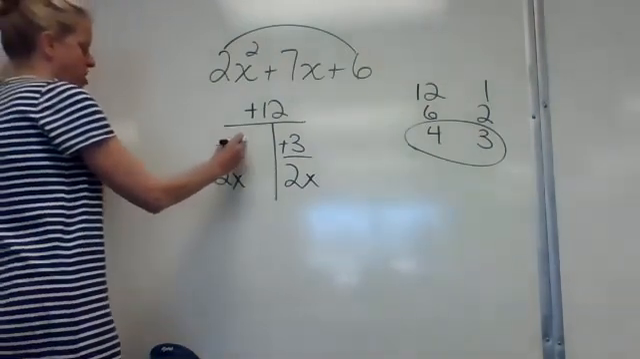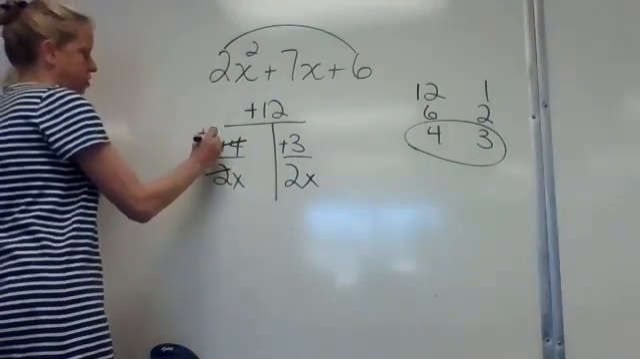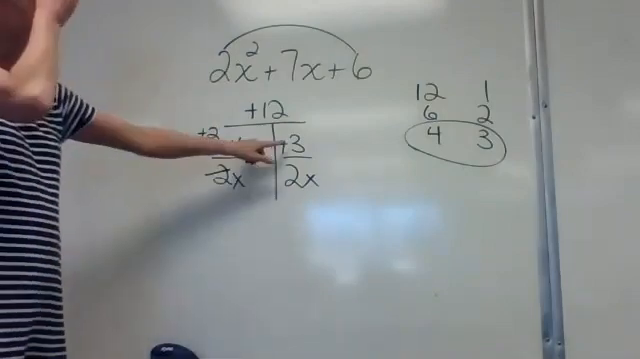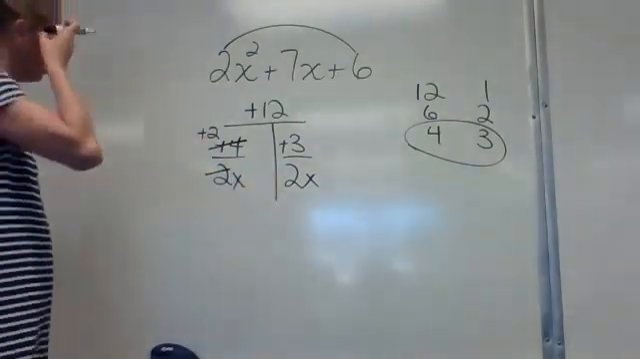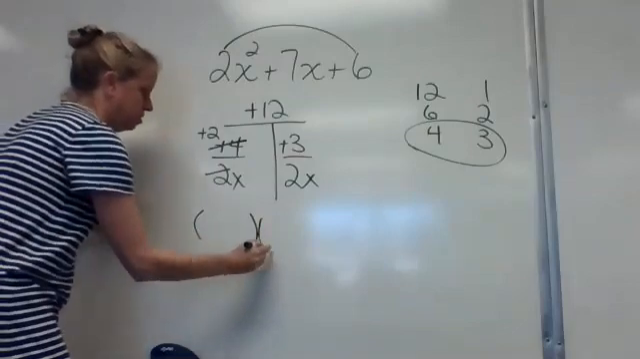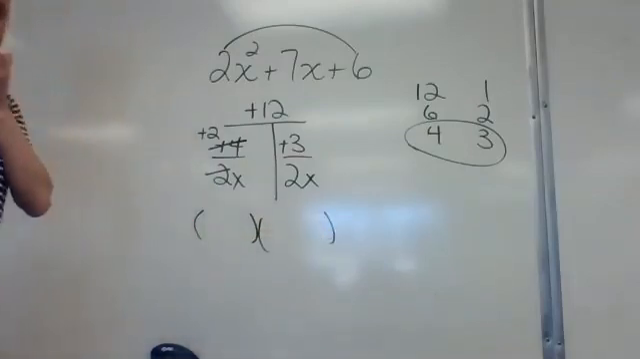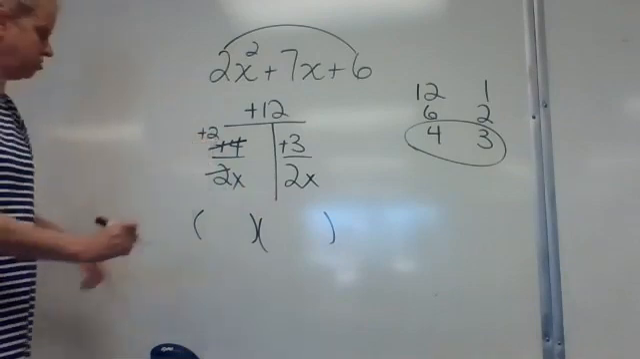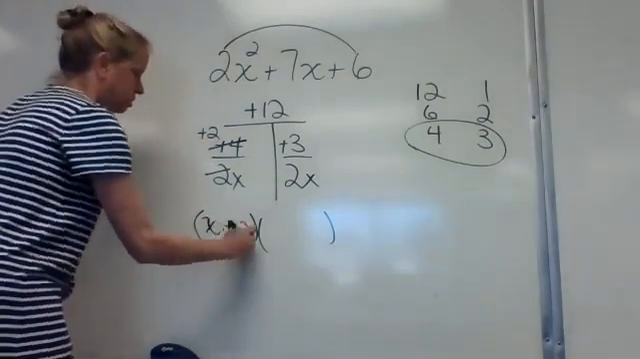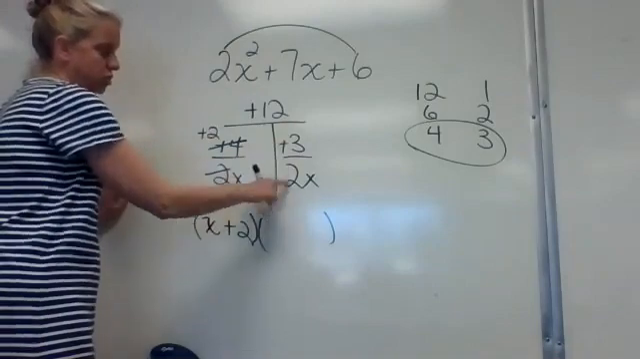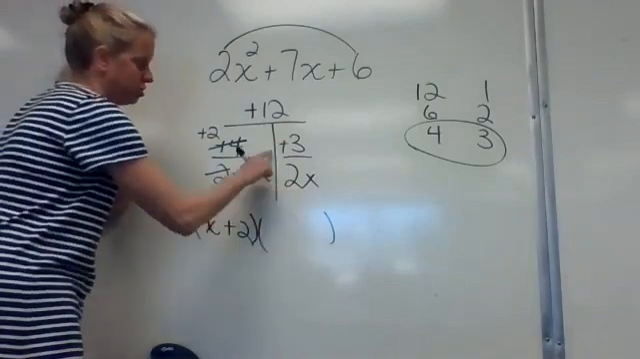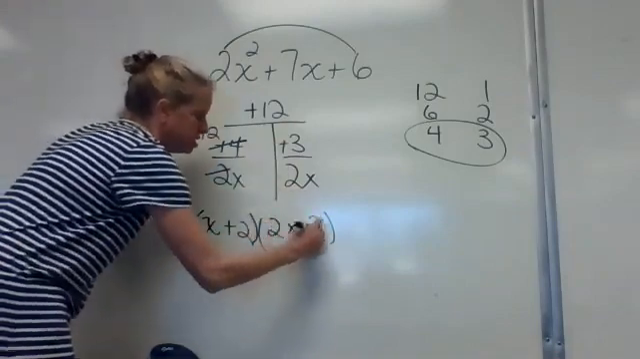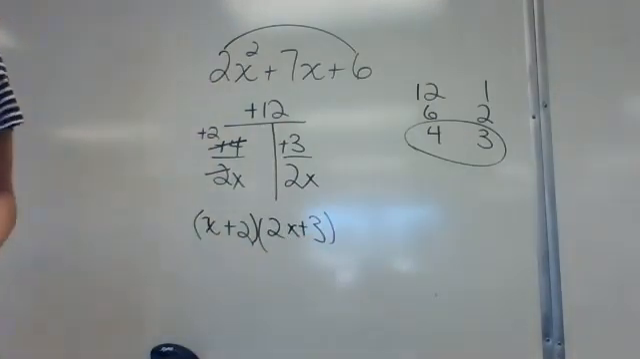Let's see, positive 4 over 2 does reduce to positive 2. 3 over 2 does not reduce. Here's your factors. x plus 2. Since 3 over 2 didn't reduce, that's your factor, 2x plus 3.